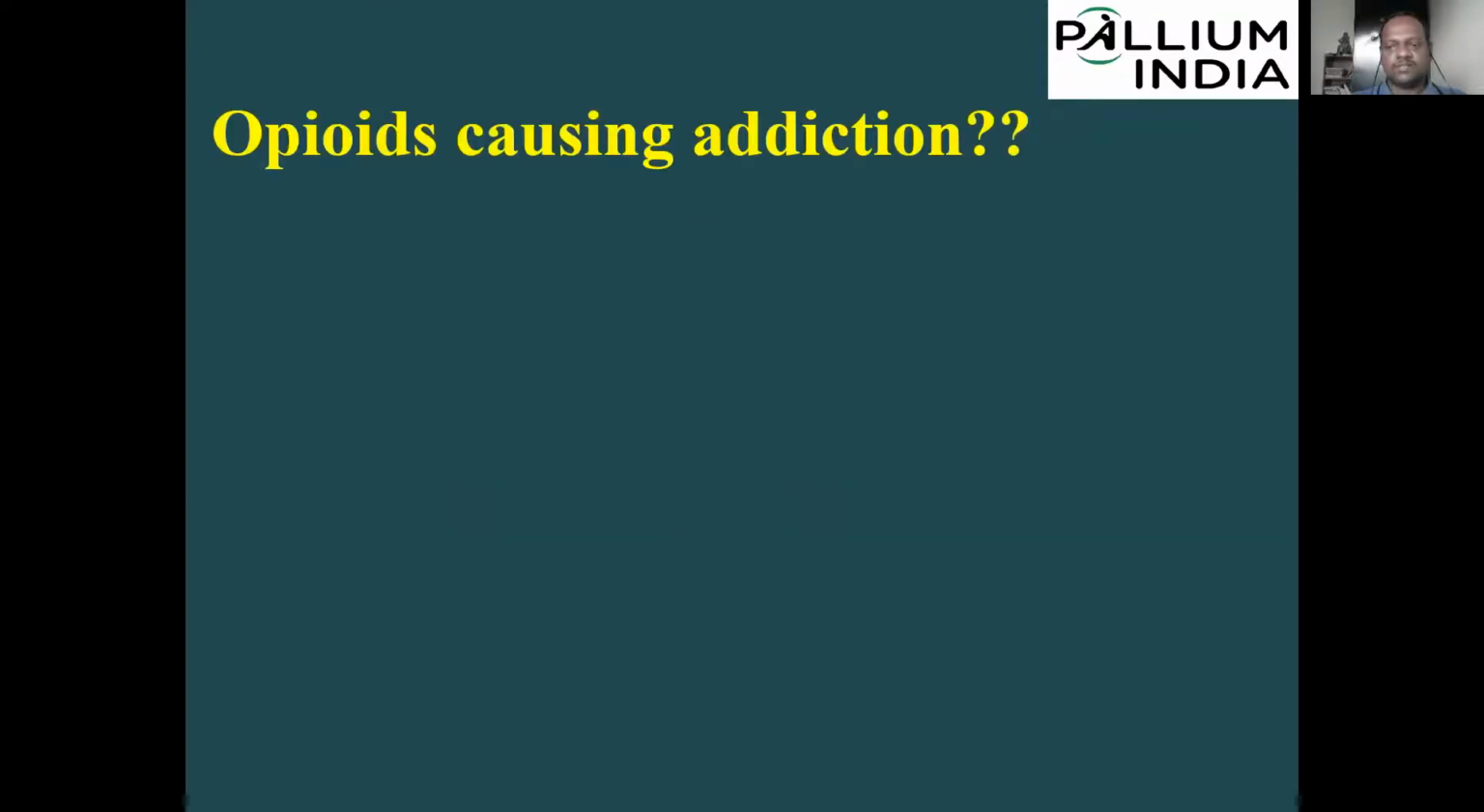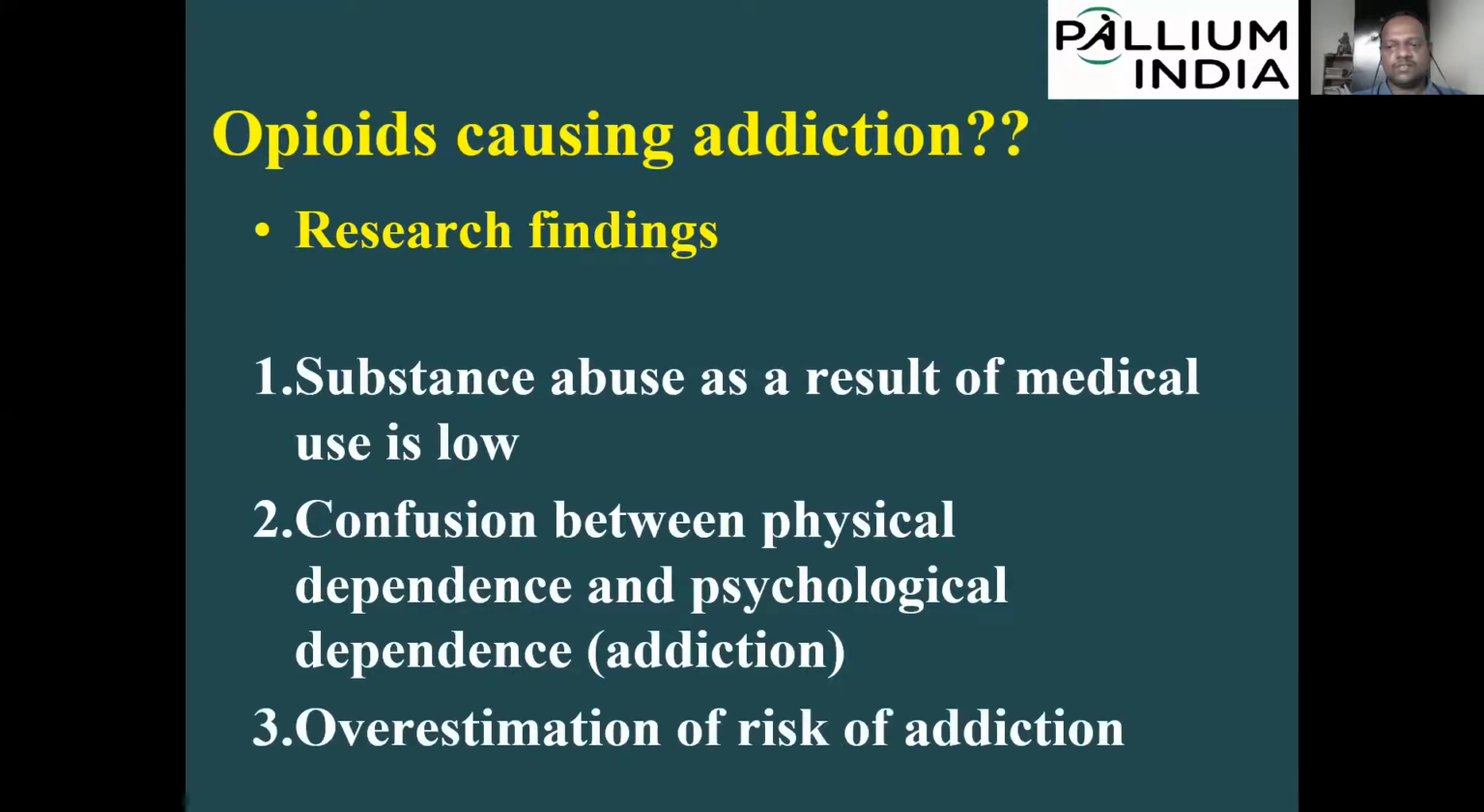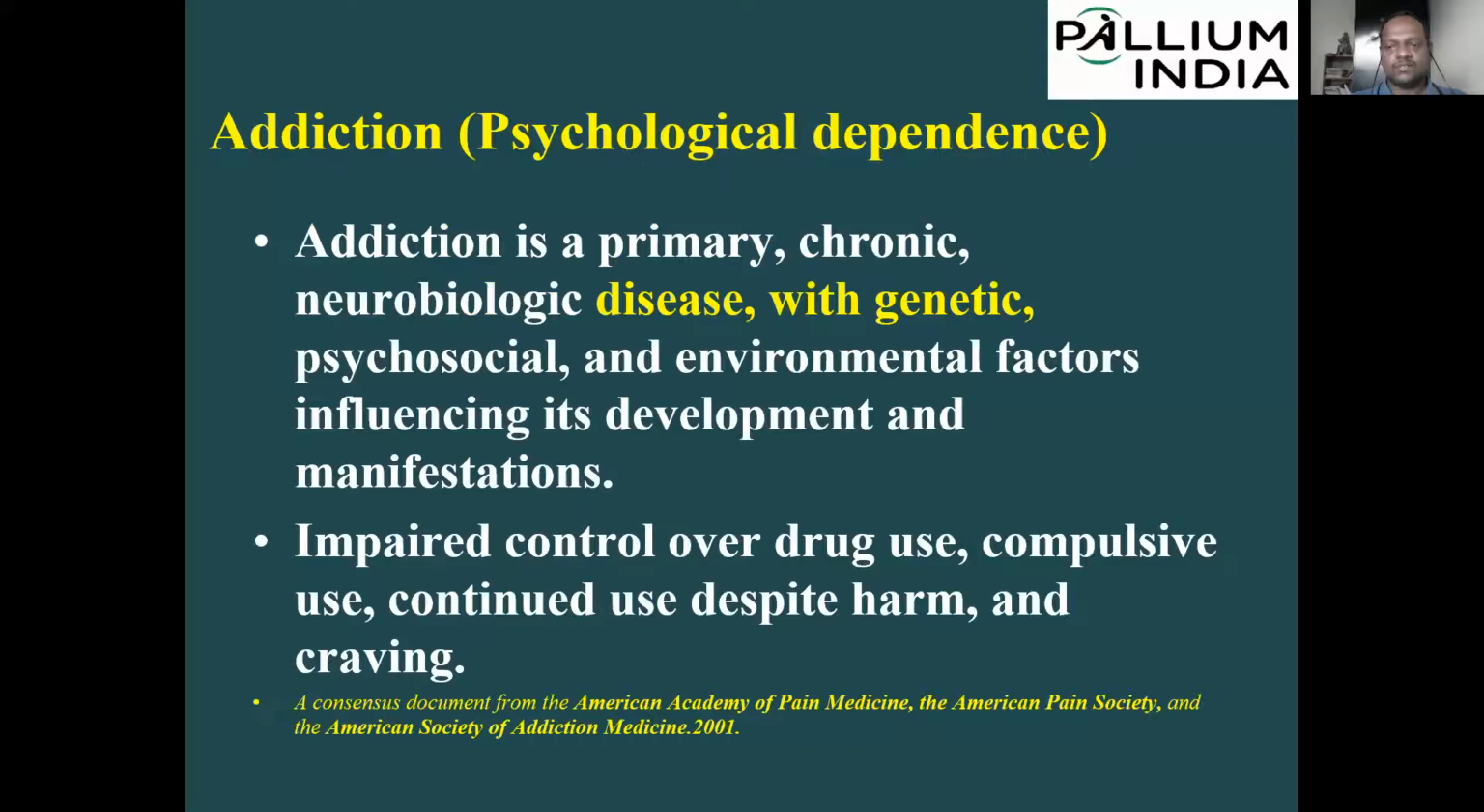So this is another thing which causes problems for professional opioids: causing addiction. There are two types of dependence. One is physical dependence and the other one is psychological dependence. So what is physical dependence? Addiction is psychological dependence. So what is psychological dependence?